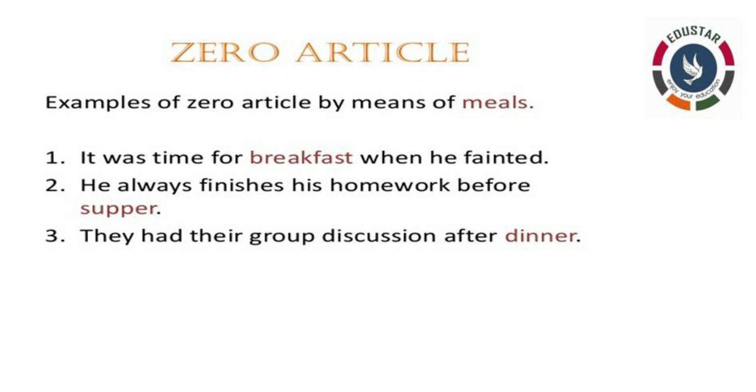Zero article with meals. For example, it was time for breakfast when he fainted. He always finishes his homework before supper. They had their group discussion after dinner. The words which represent meals: breakfast, supper and dinner. So don't use any article before that.